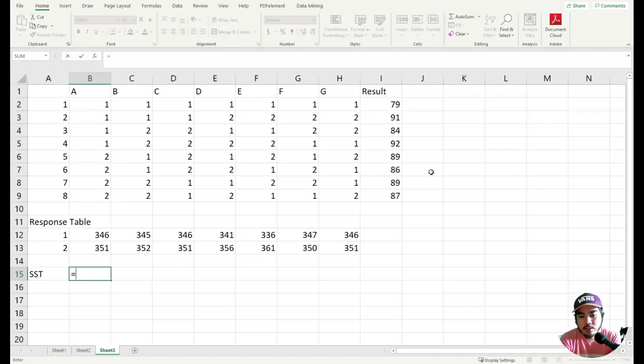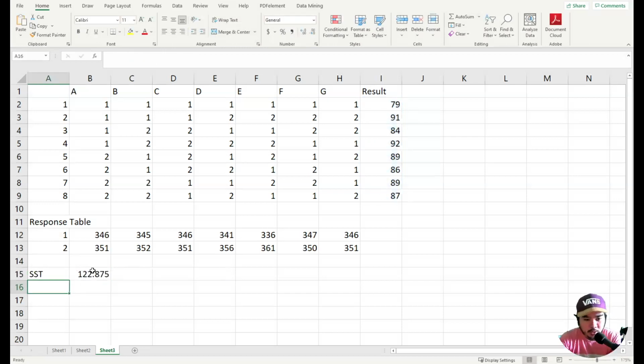So SST is equal to yung sum square, and again, hindi naman nagbabago tong SST. Sum square nitong lahat minus yung correction factor natin, which is just sum, yung grand total na to, squared, divided by total number of observations, which is count. Ito.